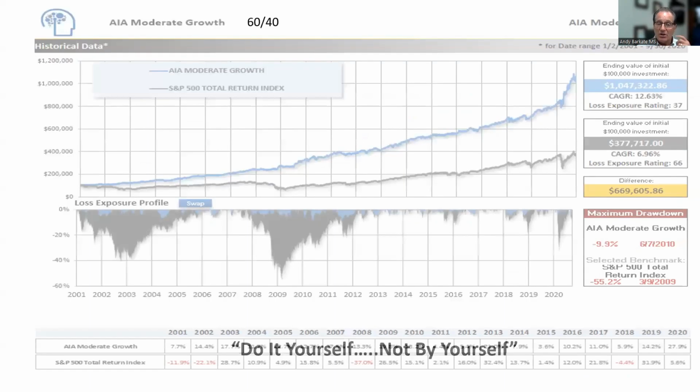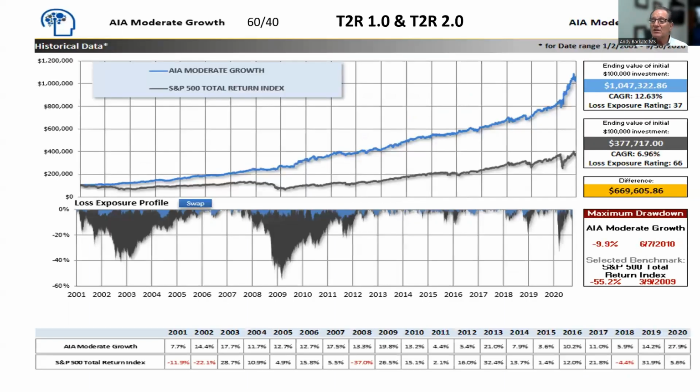Okay, now let's go to actually using both indicators together, T2R1 and 2 together, and you'll see how it enhances the volatility control as well as the return. The same AIA moderate growth index is here. The S&P 500, again, averaged about that 6.96, but look at the difference in rate of return. It went from about 9.6 to about 12.6, quite a bit of difference in the long-term return.